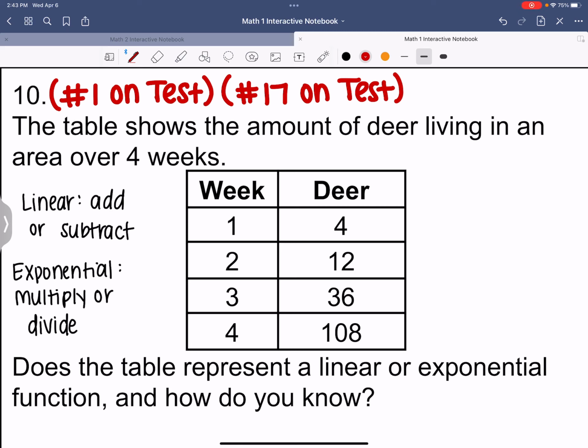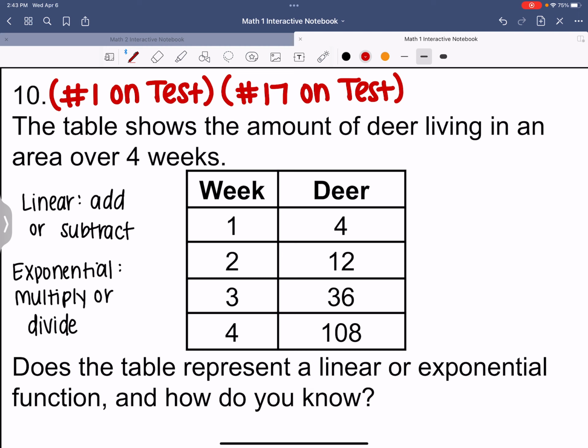If you missed number 1 on the test, here's an example similar to it. Number 1 on the test is asking you if it's a linear or an exponential function. Remember that linear functions, you're adding or subtracting repeatedly for the y values.